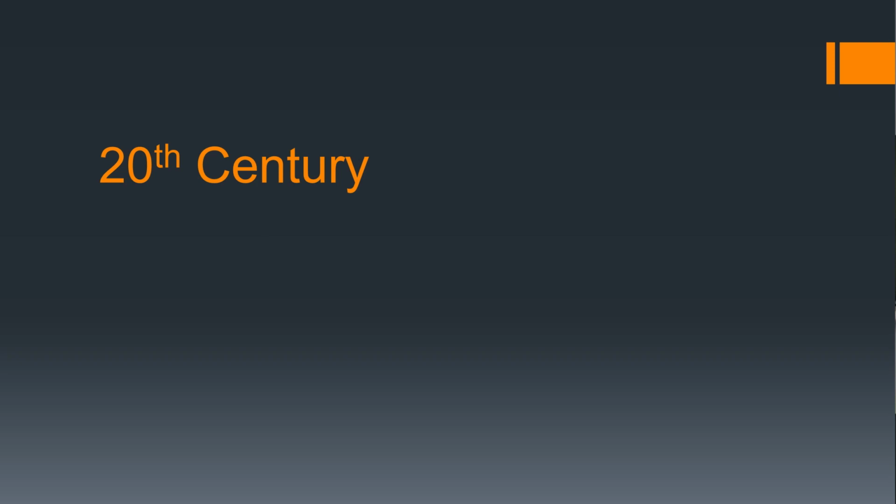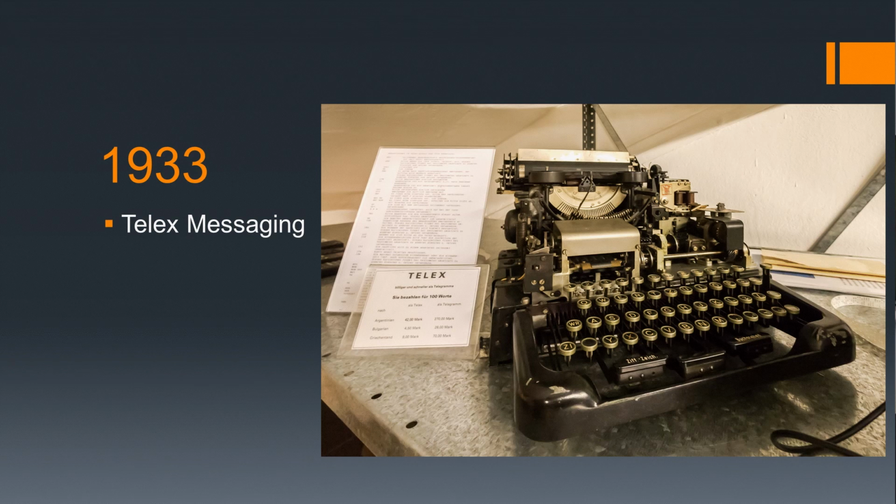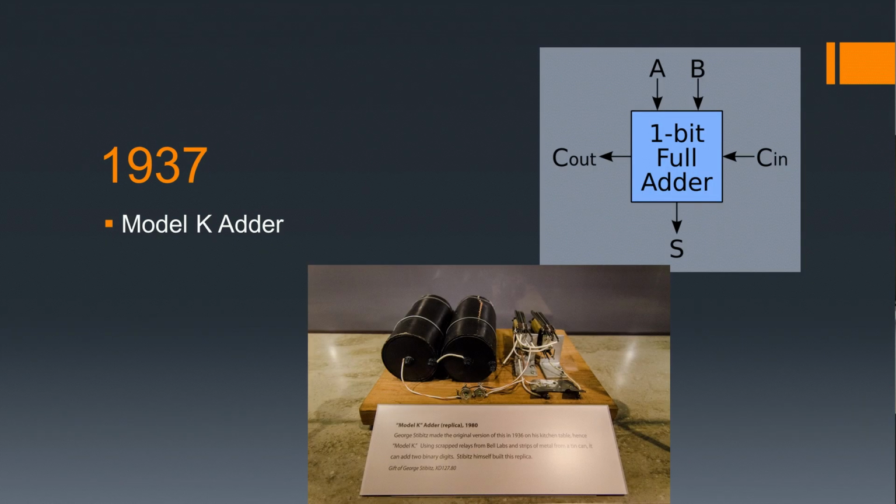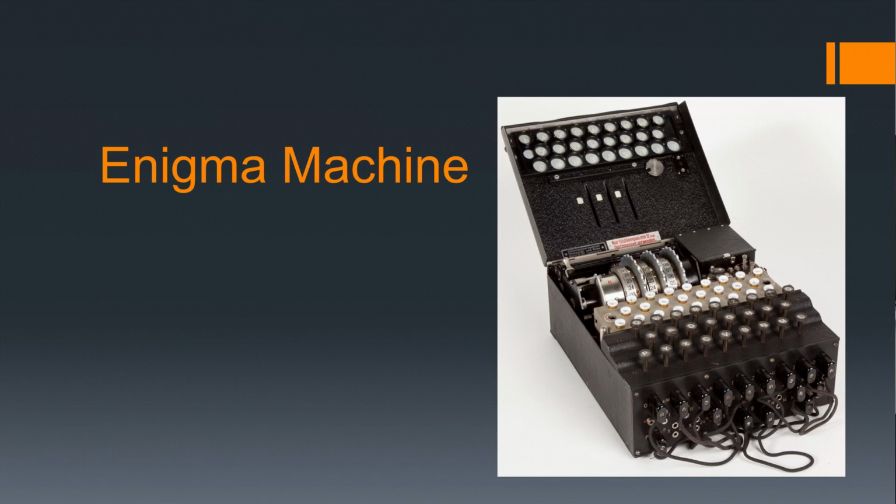In the 20th century, there were huge developments. The telex messaging system came online in 1933, allowing communication via the inexpensive voice telephone lines rather than the dedicated telegraph lines. A little later, in 1937, there was a proof of concept using binary logic as the Model K adder was invented. This showed us that maybe binary could be used as the future for computing.